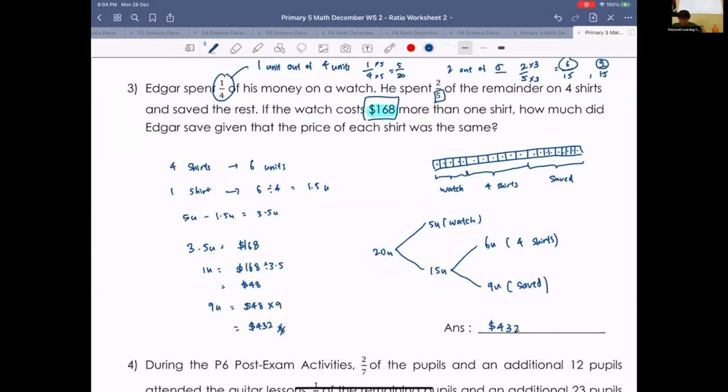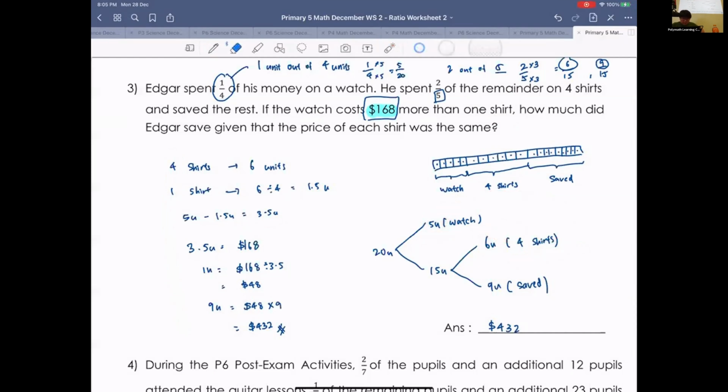Now suddenly you realize, oh no, if the watch costs $168 more than one shirt, how can you divide 6 units into 4 shirts? So there are 2 ways of doing it. You can either use decimal like I did here. I use decimal. The watch is 5 units. The t-shirt is actually 6 units divided by 4, which is 1.5 units. So I find the difference between this.